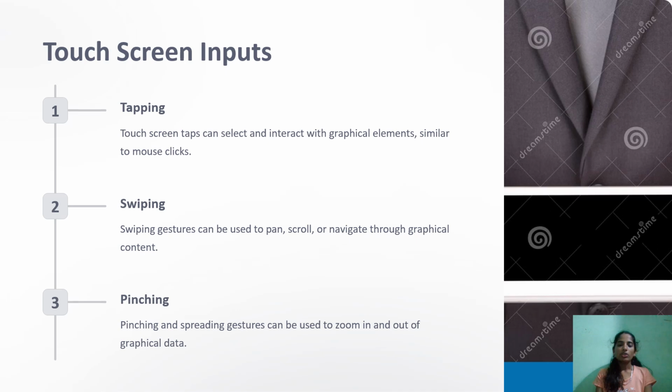Now let's see about the touchscreen inputs. There are three methods: tapping, swiping, and pinching. For tapping, touchscreen taps select and interact with the graphical elements, similar to mouse clicks. Swiping gestures can be used to pan, scroll, or navigate through the graphical content. At last, pinching. The pinching and spreading gestures can be used to zoom in and out of the graphical data.